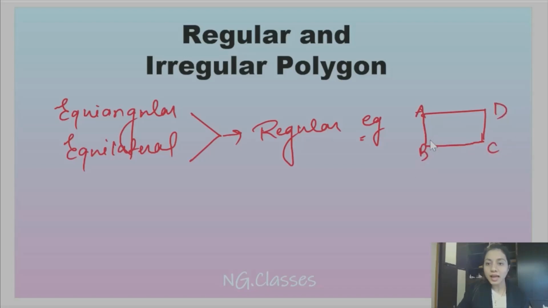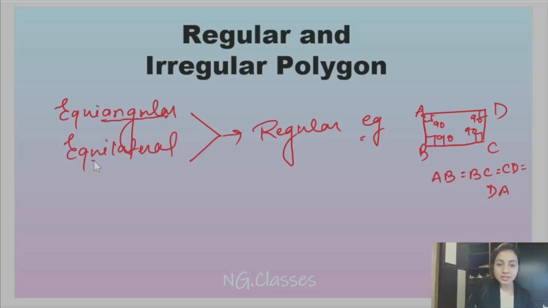So, all the angles of this square are the same, that is 90 degrees, right? As well as all the sides are also the same: AB, BC, CD and DA. So it is fulfilling the criteria, that is, equiangular as well as equilateral. Okay. Now, what is an irregular polygon?